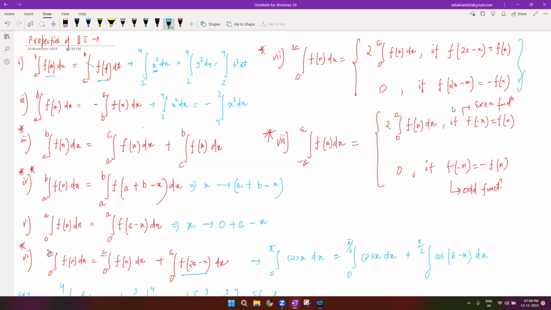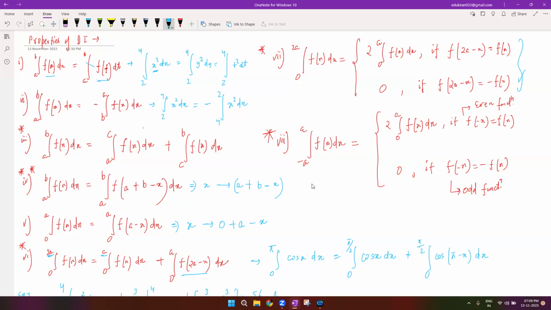Now the last property, eighth. Only used when your limits are in the form minus a to a. For example, I am integrating x square from minus 2 to 2. So whenever my limits are like this, minus 5 to 5, minus 10 to 10, minus 7 to 7, minus 100 to 100, anytime the limits are from minus a to a, then only this property can be used. So when my limits allow me to use this property, only then can I use it.